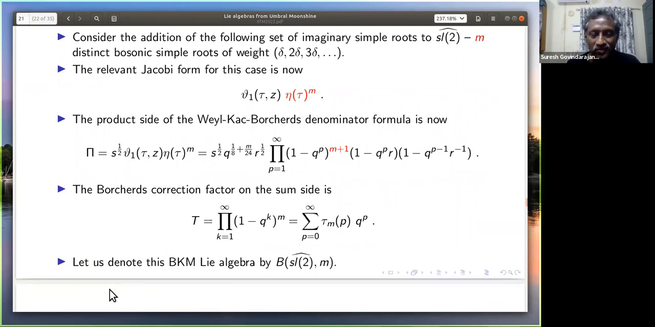So I think in some sense this is the simplest example of a BKM super Lie algebra, which we write as the affine SL2 hat with n of this kind. It's an infinite series, but that's all. So this fits into Borcherds' story.